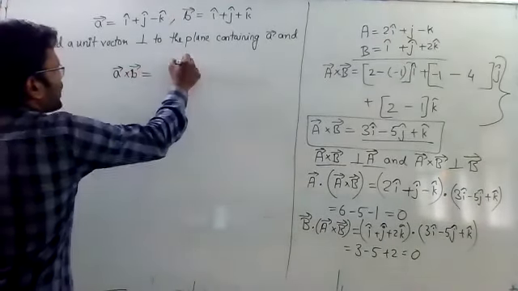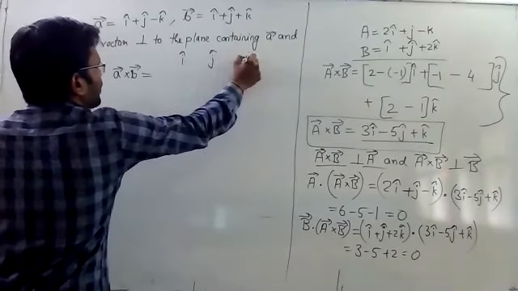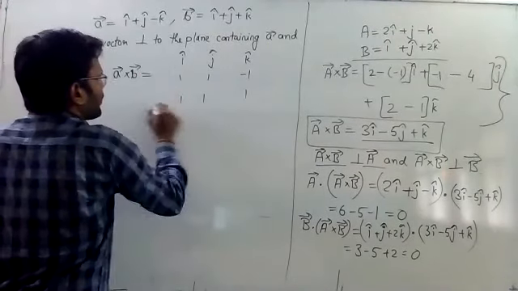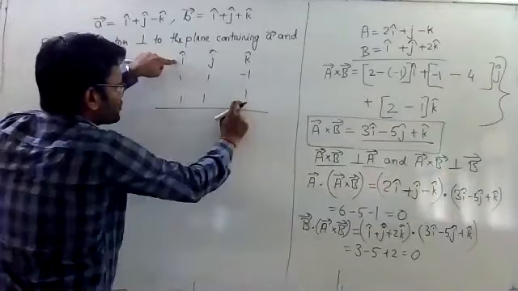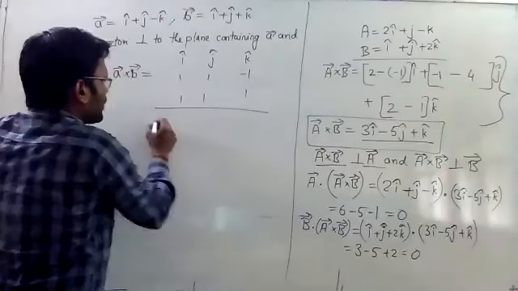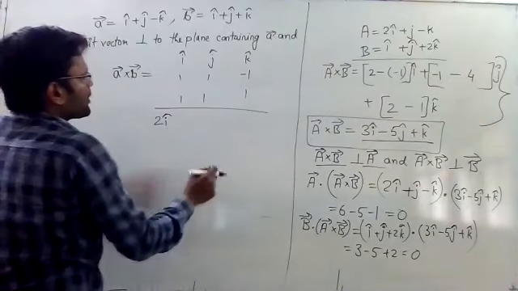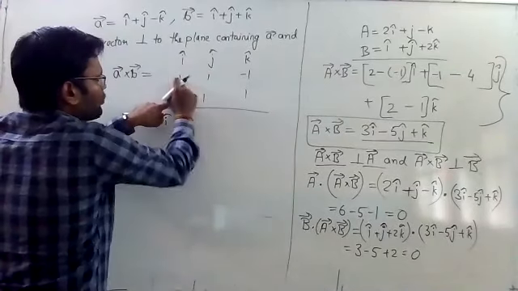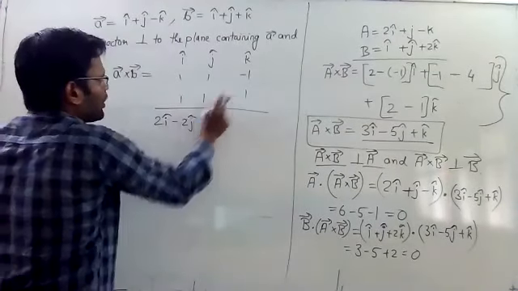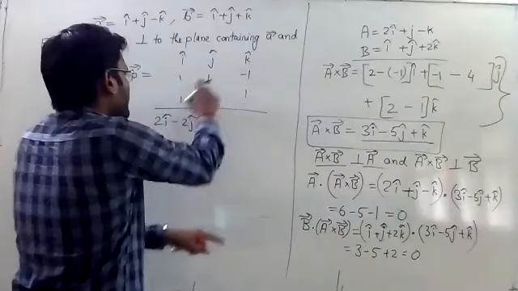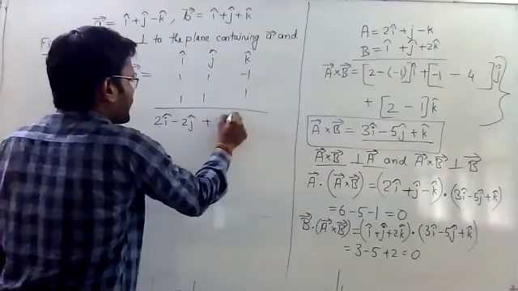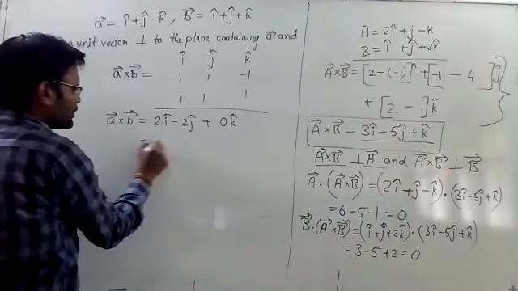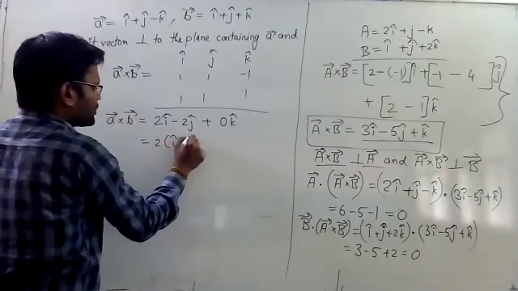So A cross B is i, j, k, and here 1, 1, minus 1, and here it is 1, minus 1, 1. So what do I have? Coefficient of i cap, this into this minus this into this. I will have 2i. For j cap I'll start from here, minus 1 into 1, minus 1, minus of 1 into 1, so minus 2j. And for k cap, 1 into minus 1 minus 1 into 1, so that is 0 k cap. So what is the vector I am getting? A cross B equal to 2i cap minus 2j cap.